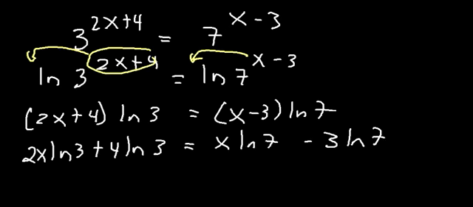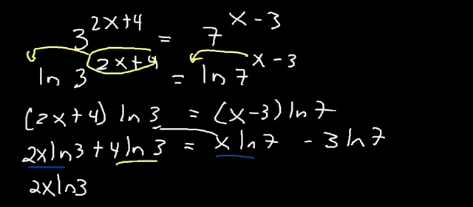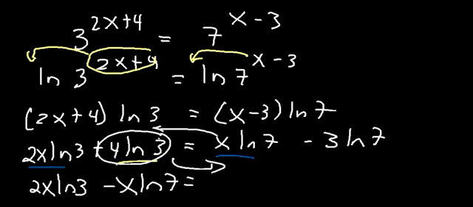Now your goal is to get x by itself. So every term that has an x, let's move it to one side, in this case the left side. And any term that doesn't have an x, let's move it to the right side. So it's going to be 2x ln 3, and if we take this term and move it here, it's negative x ln 7, is equal to, now we take this term and move it to that side, negative 4 ln 3 minus 3 ln 7.